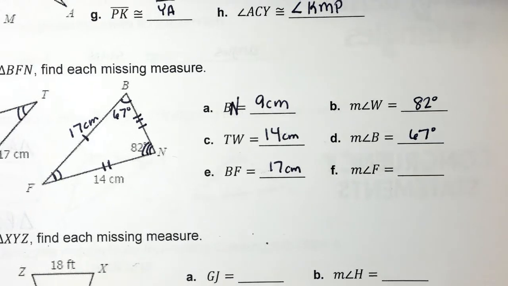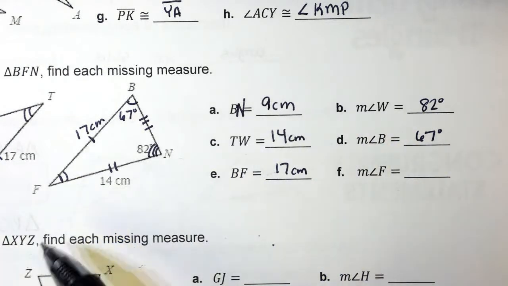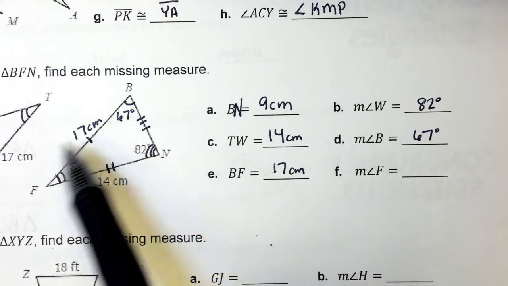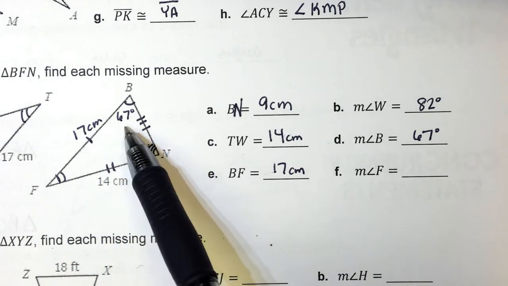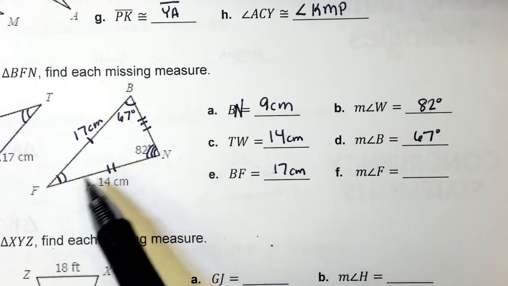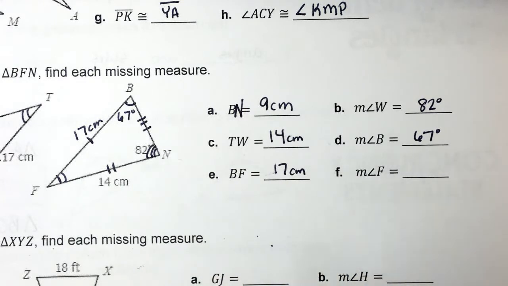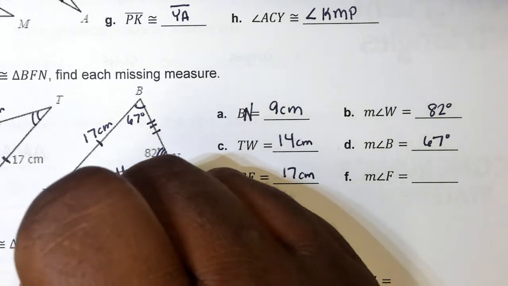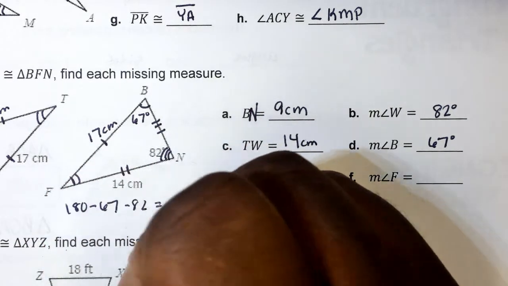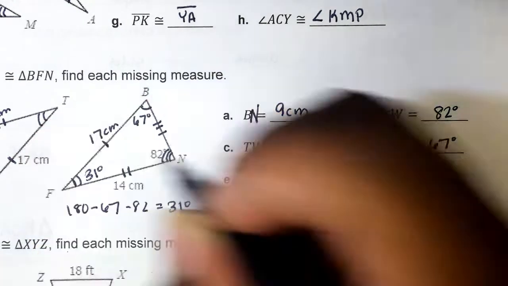Y'all should understand. Ask you for angle F. As I told you, label as you go. By doing the other ones, you know angle B was congruent to angle F, so you move that over here. 67 degrees, you got 82 degrees, 67 degrees. You just need angle F. Now you can do triangle angle sum. You should know all three of those add up to 180. So you go 180, minus 67, minus 82. And like he said, 31 degrees. So angle F equals 31 degrees.